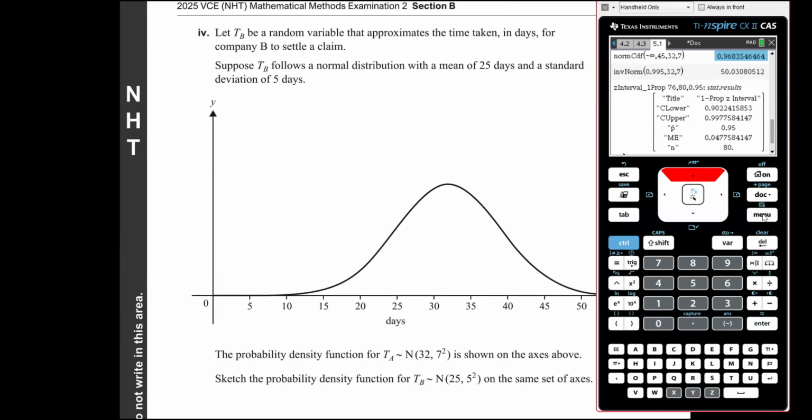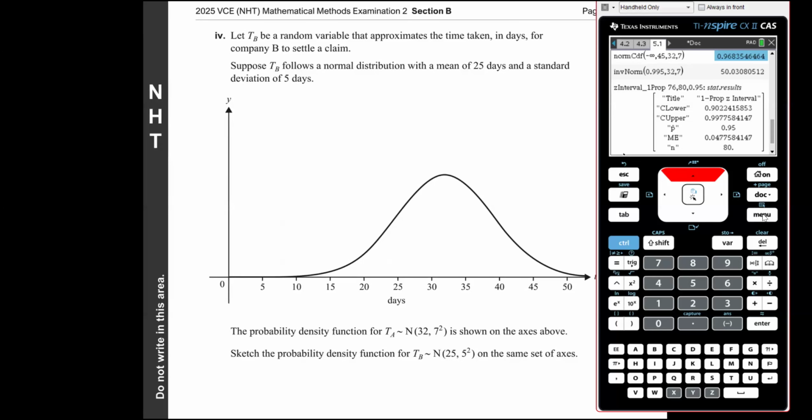Okay, last part. All right, TB is a random variable, normal distribution, mean of 25 days, standard deviation of 5 days. And TA was already plotted on the diagram here. And you can see for this normal distribution, the maximum occurs here, okay? Like it's 32, the mean value, okay? So then sketch the probability function for TB, which is normal 25, 5 squared. So I need to have, let's say, my turning point along this line maybe.